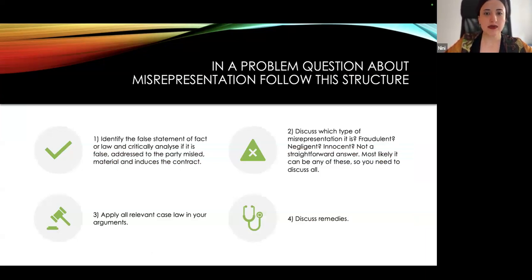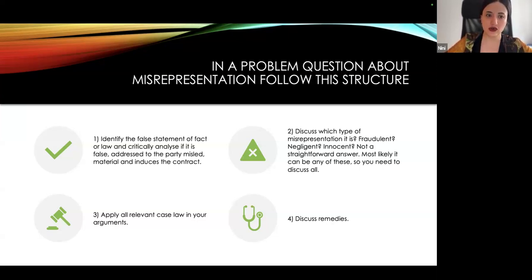Now, a problem question about misrepresentation. We are already done with the formation of contracts part. Now we're talking about misrepresentation. For misrepresentation, I'm not going to go into much detail because we don't have time, but I'm going to just give you a structure of how you should structure the misrepresentation problem question.